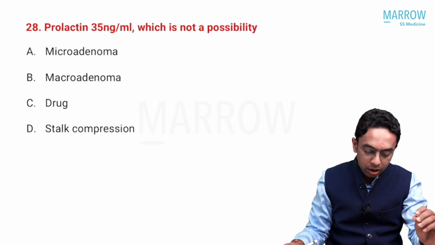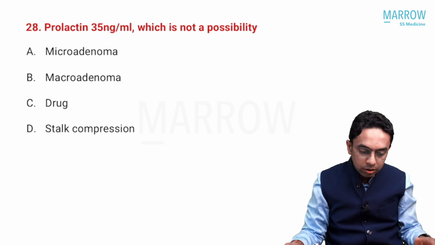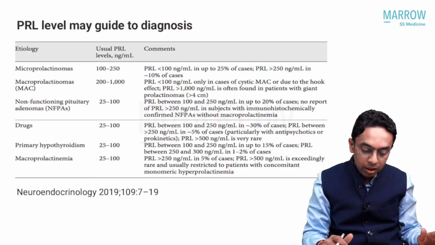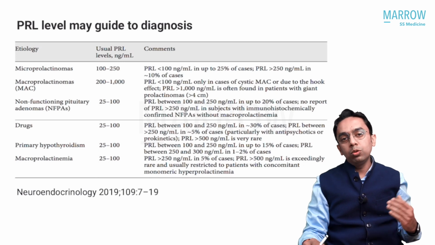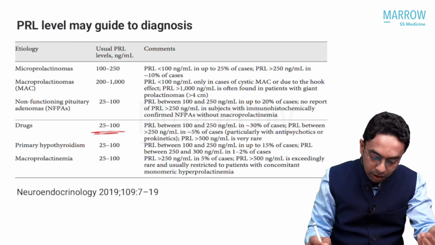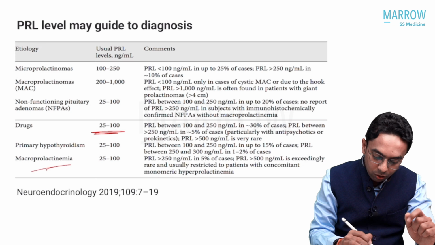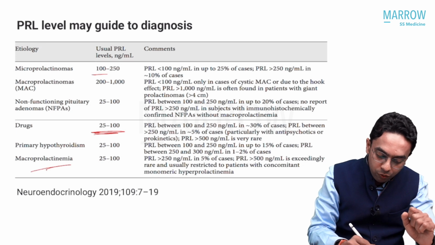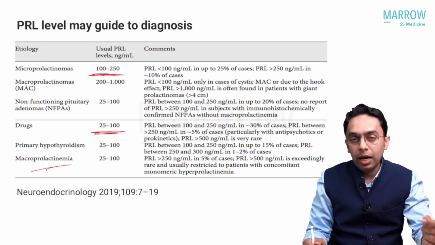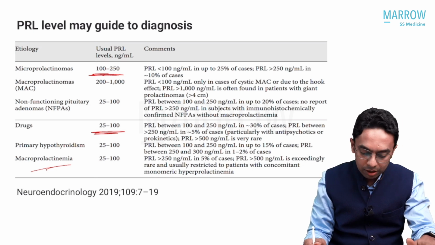Coming to question number 28, prolactin of 35 nanogram per ml, which is not a possibility: microadenoma, macroadenoma, drug, or just stalk compression. So we have also discussed this when we were discussing the pituitary. Prolactin level may help guide you about what the diagnosis is. So if prolactin level is somewhere between around 25 to 100, it can be drugs or just primary hypothyroidism or macroprolactinemia. And 100 to 250 will be microprolactinoma, but 25-30% of the patients will have less than 100.